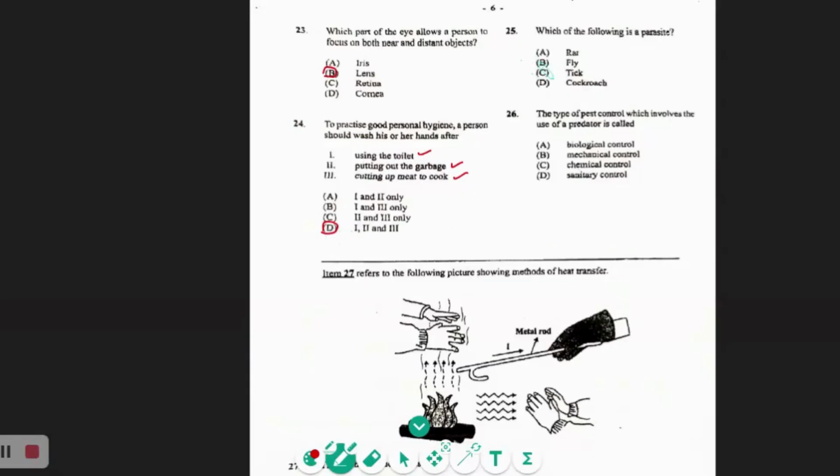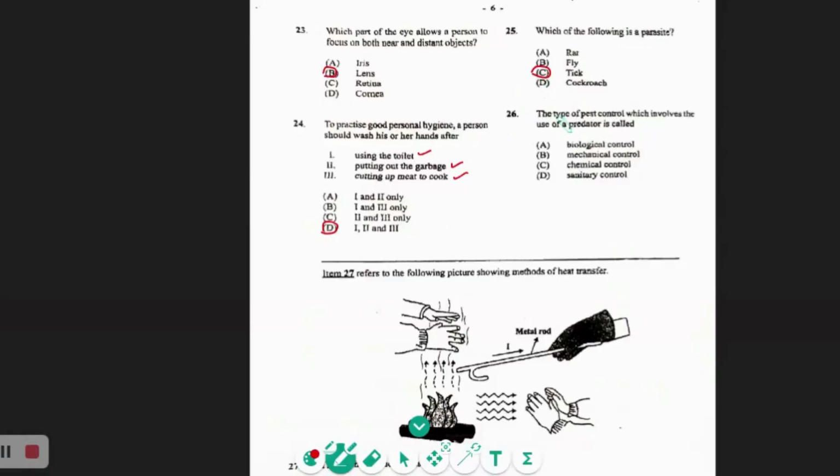25. Which of the following is a parasite? Based on what we have here, all of these things are pests, but which is the parasite which actually holds on to the host, taking from the host while harming the host in exchange? This is the tick. The answer is C.